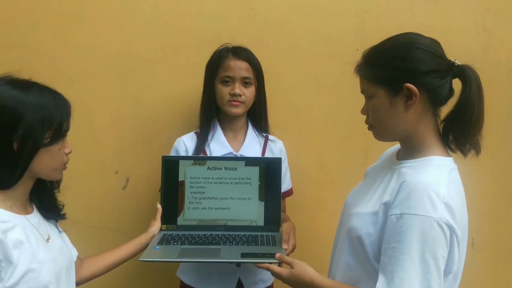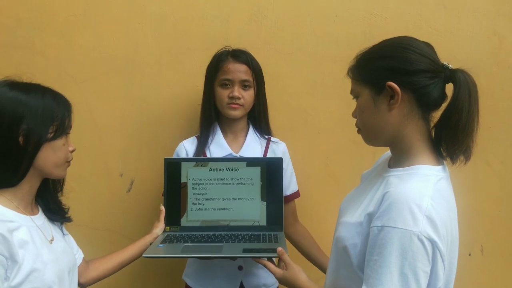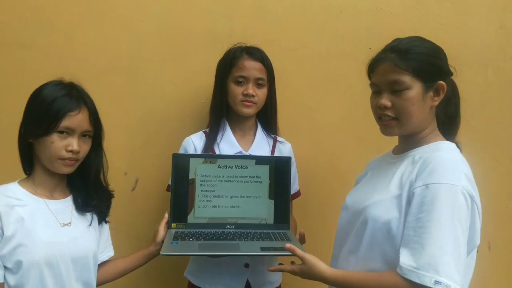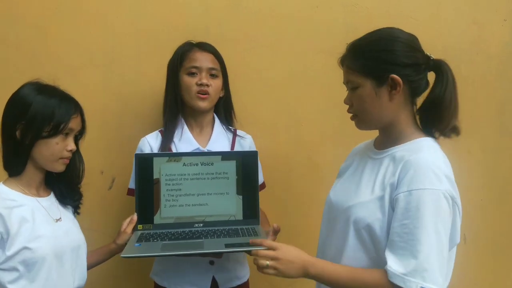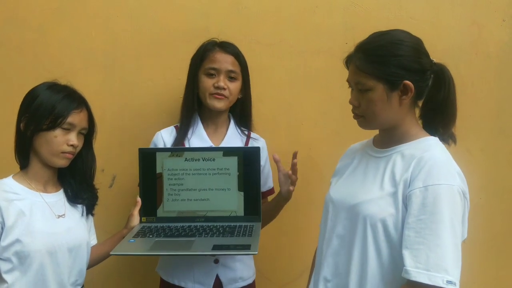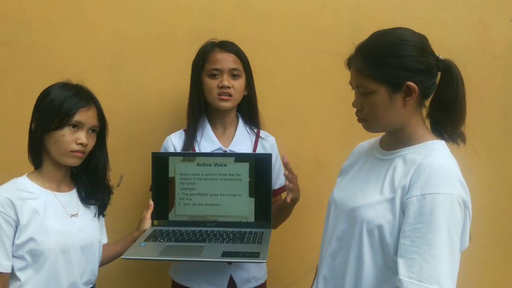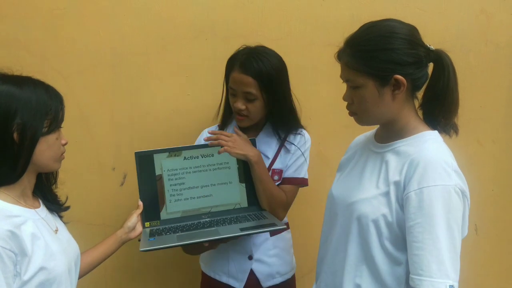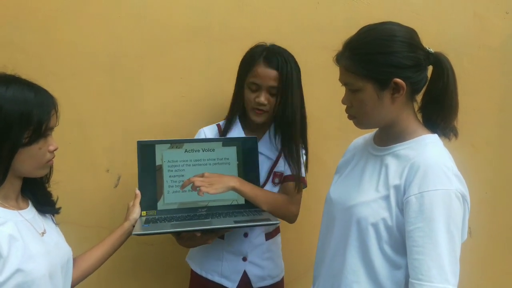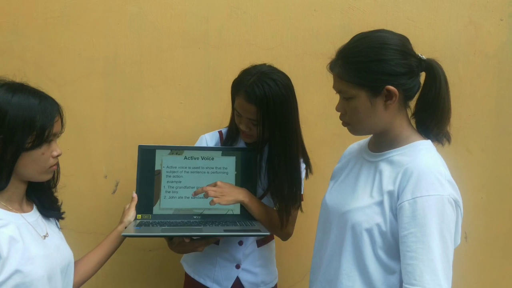Active voice is used to show that the subject of the sentence is performing the action. So the examples of active voice are: number 1, the grandfather gives the money to the boy. And the second, John ate the sandwich. So active voice, when the subject of a sentence does or acts upon the verb, the sentence is said to be in the active voice. For example, the subject is the grandfather and the verb is give.